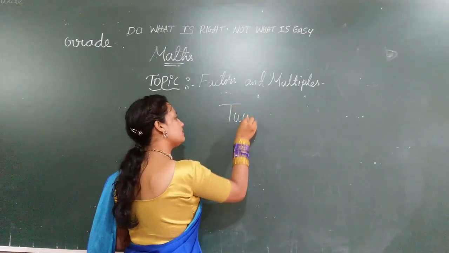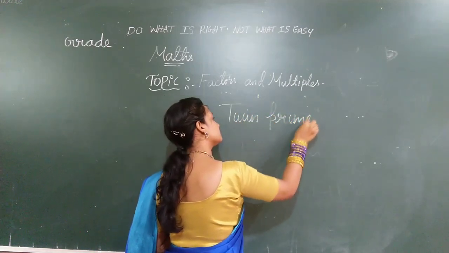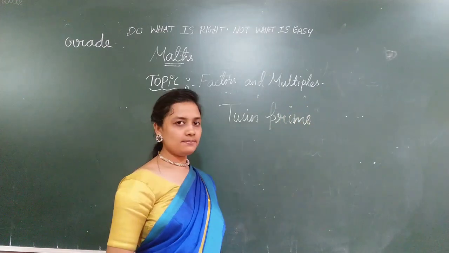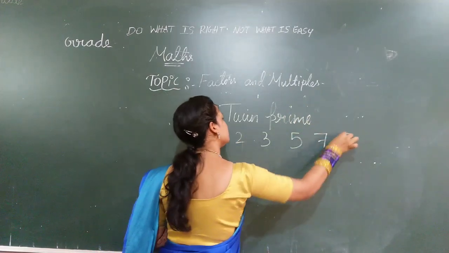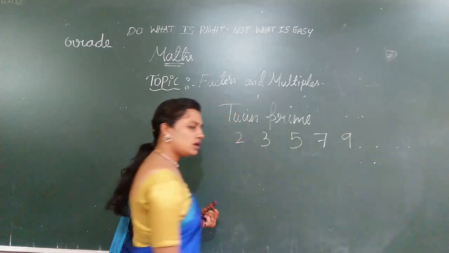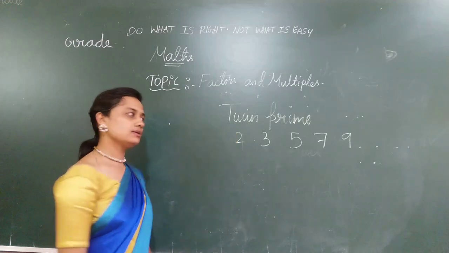What is twin prime? So you know what is prime? 2, 3, 5, 7, 9. These are all prime numbers. So what is the twin prime then?